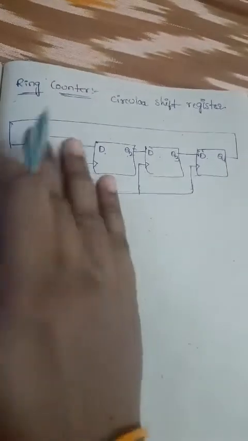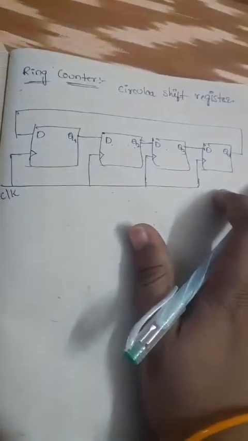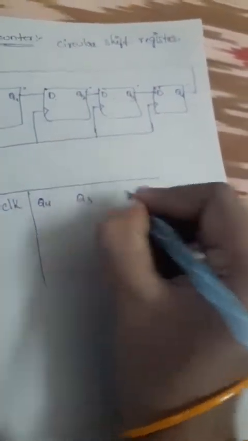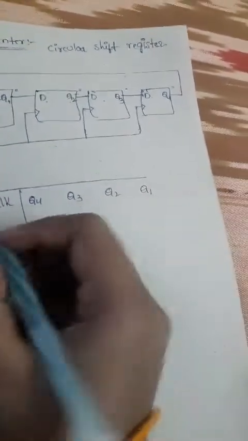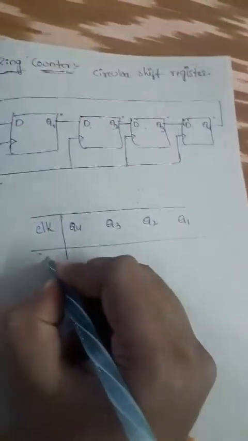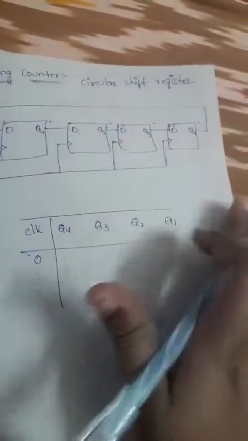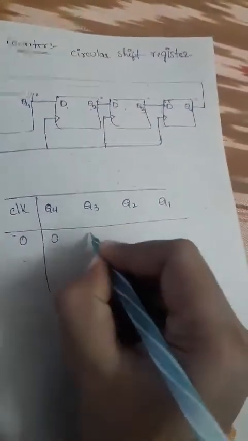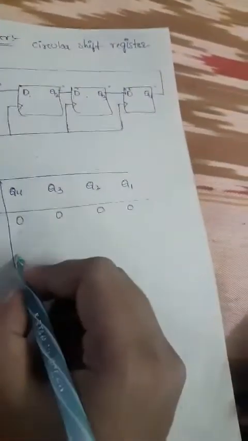Initially, at the first position, all the flip-flops will be reset. That means they will be zeros. We don't know the exact output initially, and we cannot apply any clock signal yet, so we didn't get any results. So we can say that the output will be 0. Here I am representing the values like this: Q4, Q3, Q2, Q1. Whenever the clock is 0, all the flip-flops will be in the inactive position, so we get the output reset, that is 0.